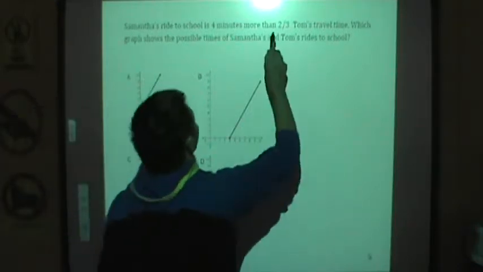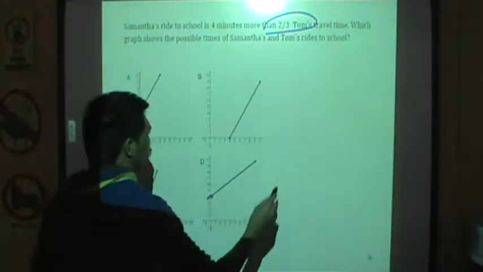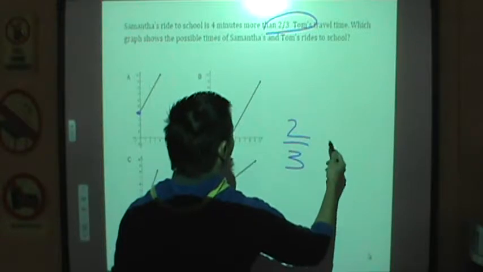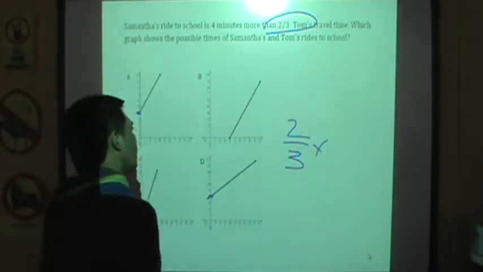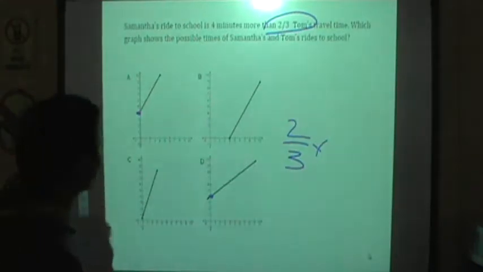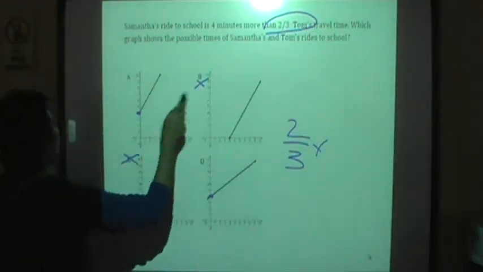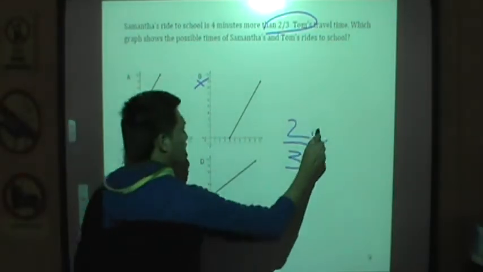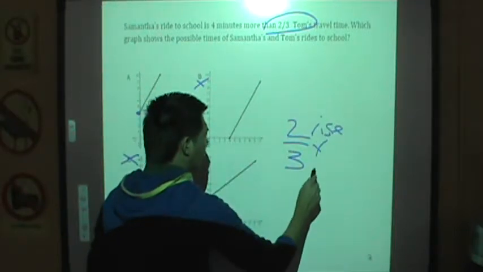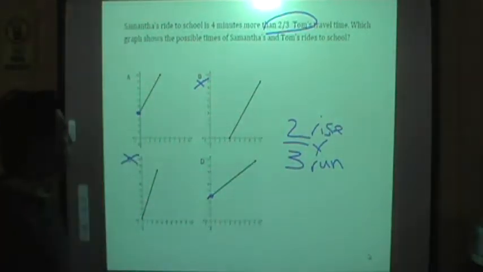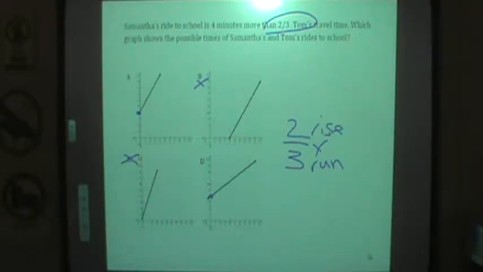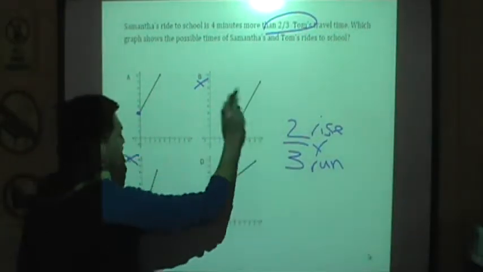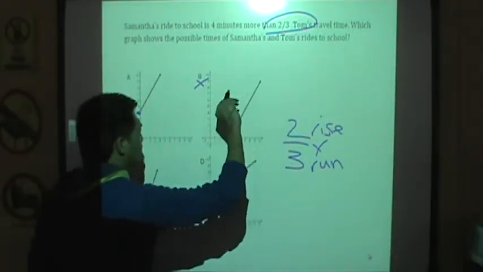Now because the rate is only two-thirds of the amount, let's say we don't know what the amount is, it looks like my slope is 2 over 3. So between A and D, which one will give us the slope of 2 over 3? Remember, rise over run. From that starting point, you go up 2, and then you go to the right 3 because it's positive. Always go up because it's positive, and you go to the right.